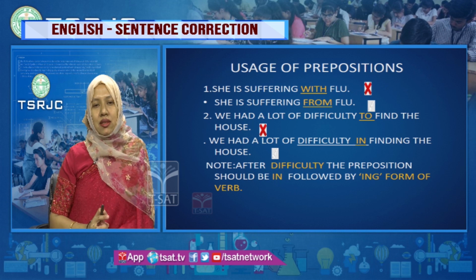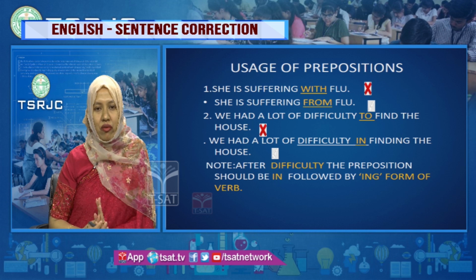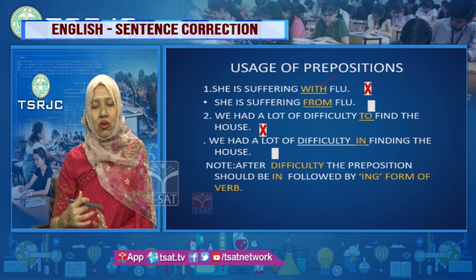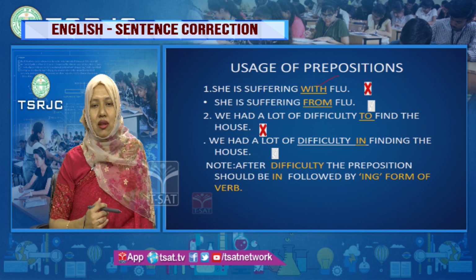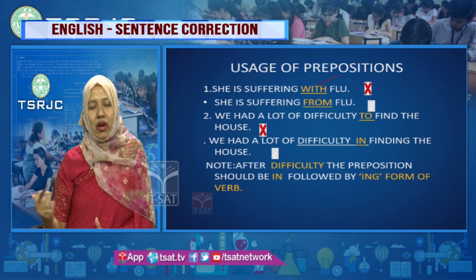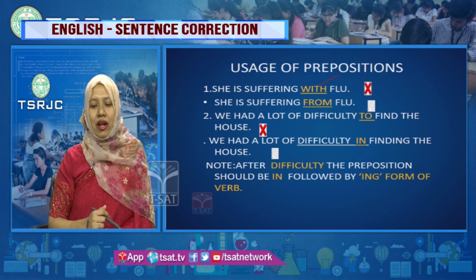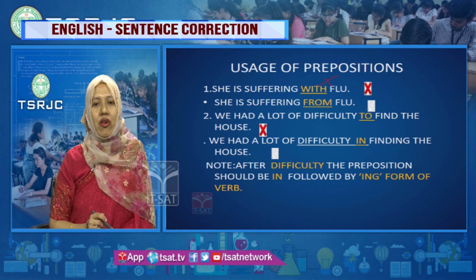Let us see the common mistakes in the usage of prepositions. We commonly hear students making this mistake. She is suffering with flu, we say. Never use the preposition with when we are talking about suffering. You say she is suffering from flu, he is suffering from influenza, I am suffering from fever, not with. If you translate Telugu to English, then you make this kind of grammatical mistake. So with is wrong. The correct preposition is from.